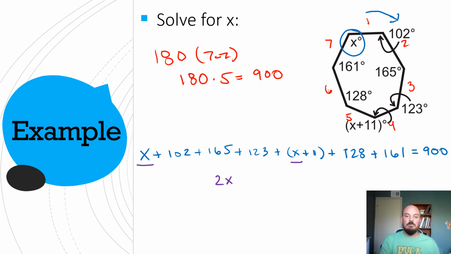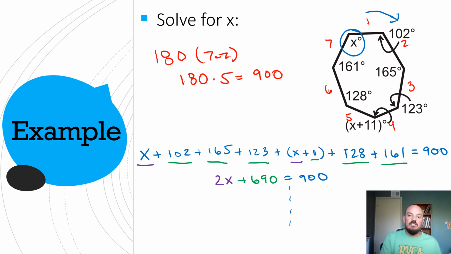So really when it comes to combining like terms, I'm adding up all these numbers. I'm doing 102 plus 165 plus 123 plus 11, don't forget the 11 in there, plus 128 plus 161. I actually already added all that together, and it comes out to 690. So the two x's, x plus x is 2x, that's easy. All those numbers together in green that I underlined, if you grab a calculator and add it all up, you get 690. So that is what equals 900.